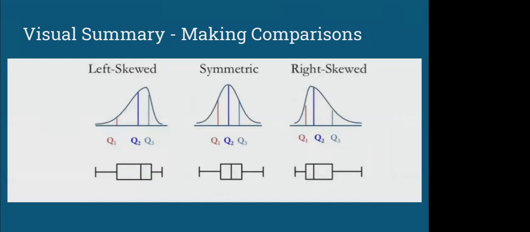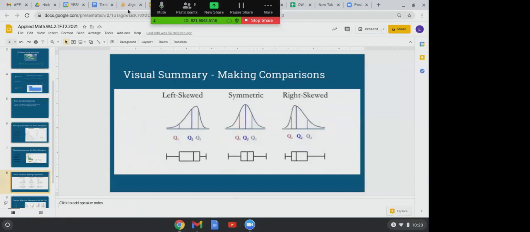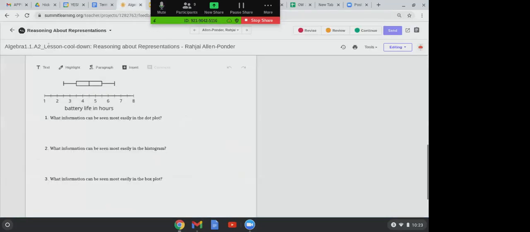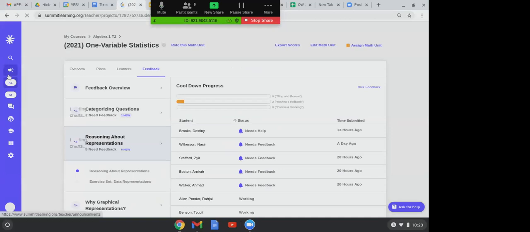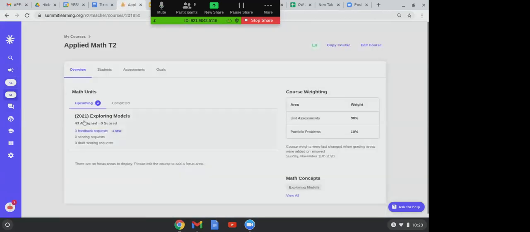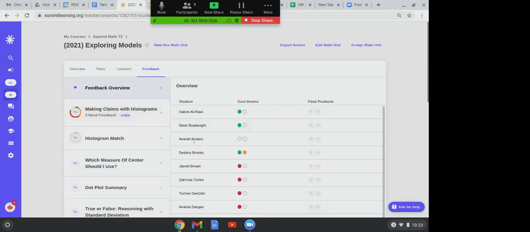So again, your assignment from Summit will be due by midnight tonight. I'm going to go on Summit and show you your cool down for people who have not looked at it yet. But I see 3 people have. That's a good thing. All right.